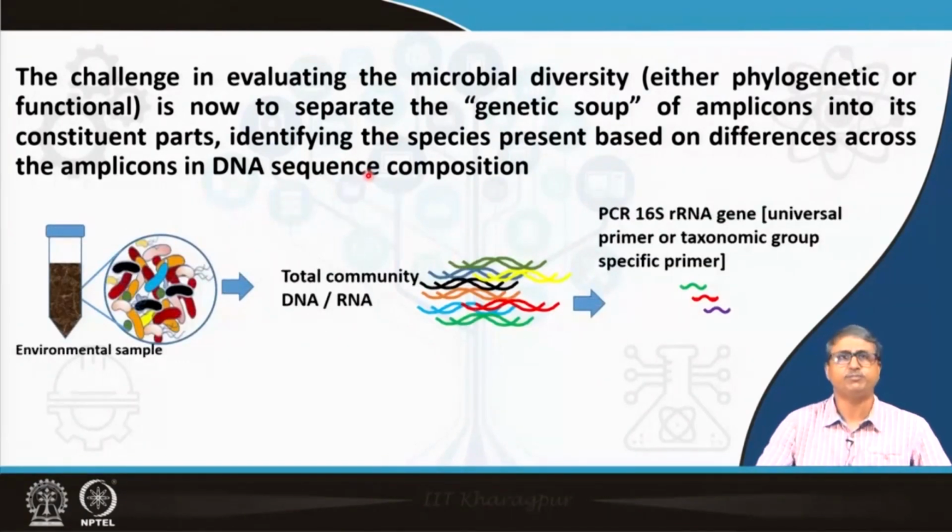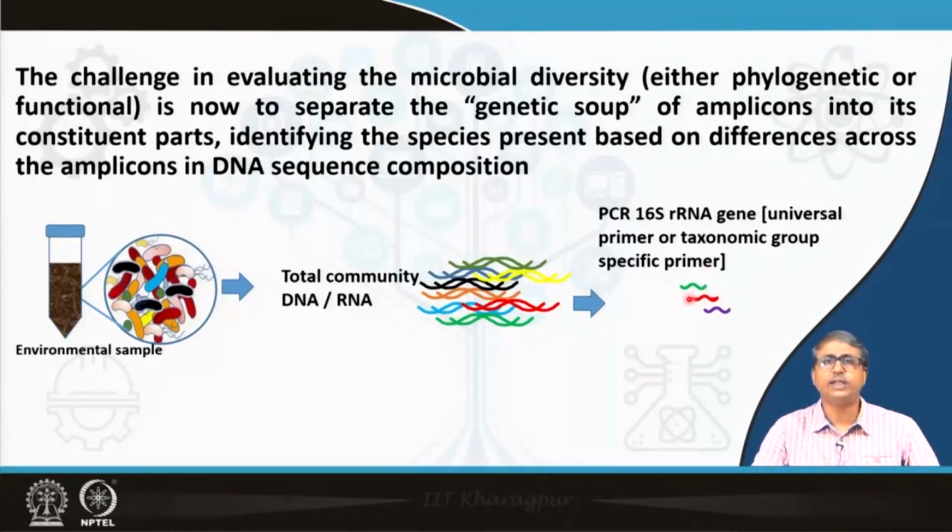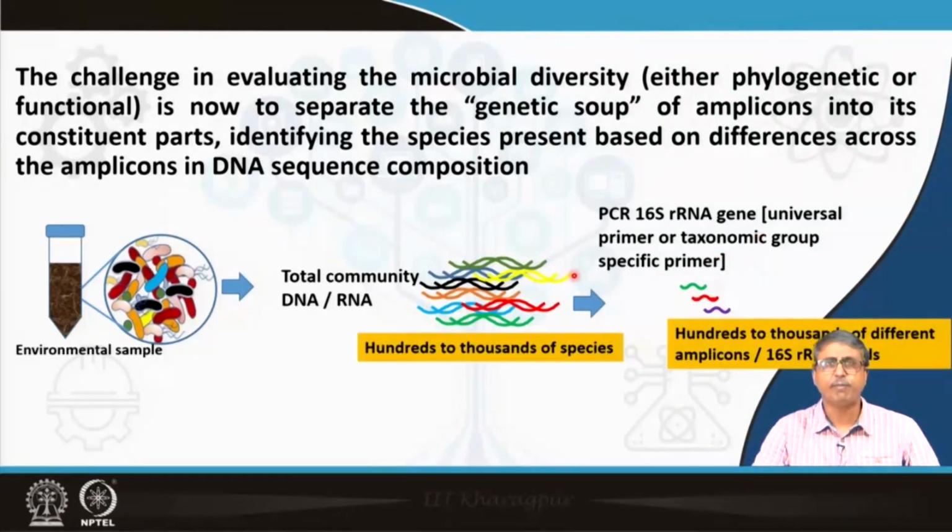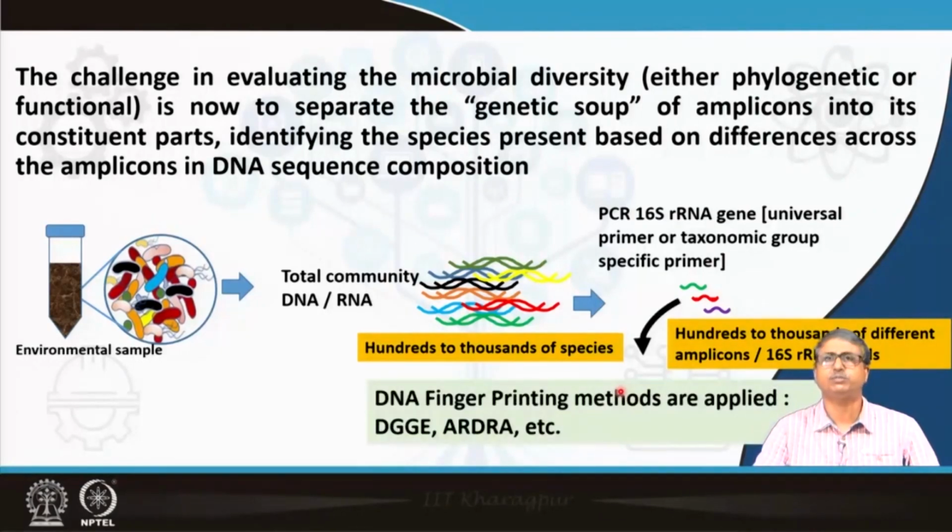So how do we do that? Suppose we have followed the same pattern, that from the environmental DNA we could amplify, and this amplification can be for the 16S ribosomal RNA gene in this case. We can actually amplify using universal primers as many genes as possible. Now hundreds to thousands of different species will produce hundreds to thousands of different amplicons, if we consider the 16S ribosomal RNA gene.